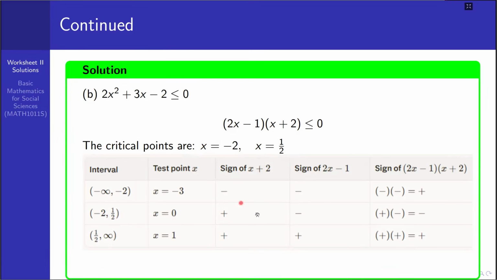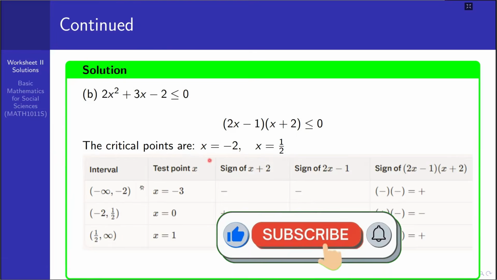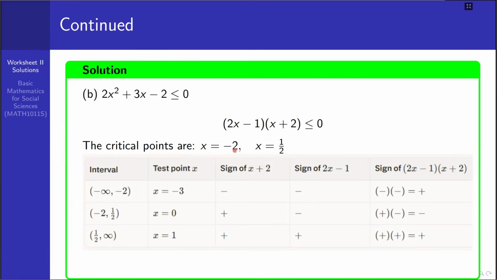To determine that, we can apply the sign chart method. The first interval is x from negative infinity to -2. The second one is in between -2 and positive 1/2, and the third one is from 1/2 to positive infinity.